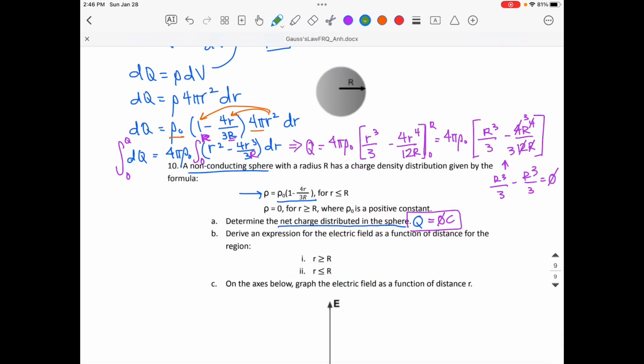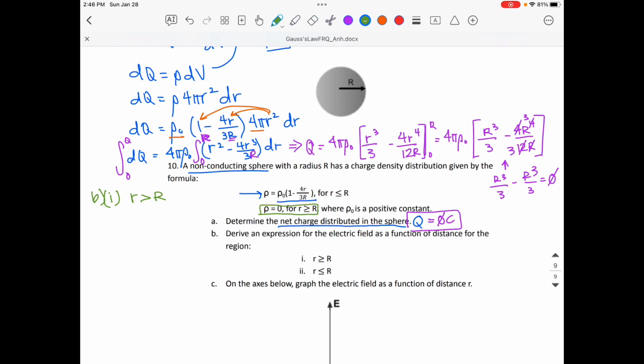Okay, for part B, I want to keep my work from part A. It says derive an expression for the electric field as a function of distance for the region when r is greater than R. So for B1, r is greater than R. I'm going to use this rho right here.